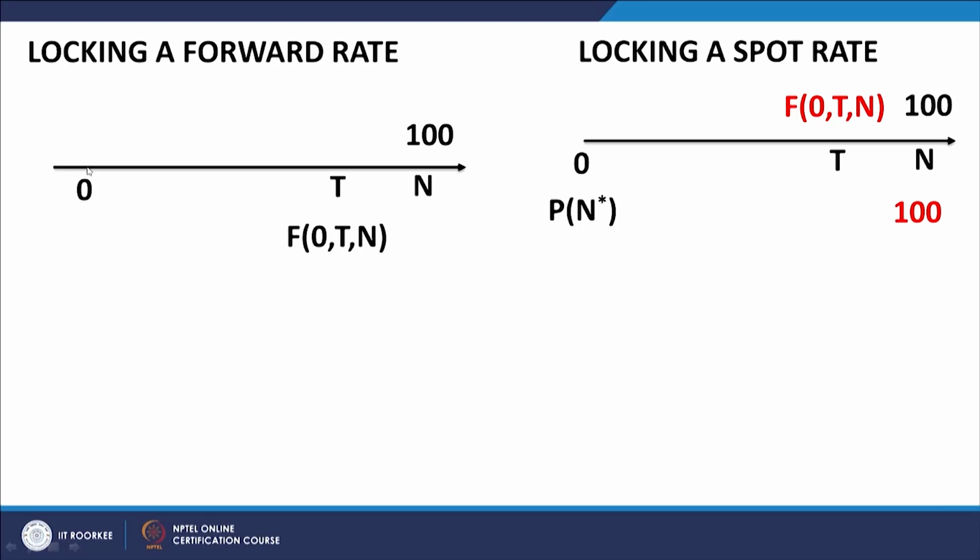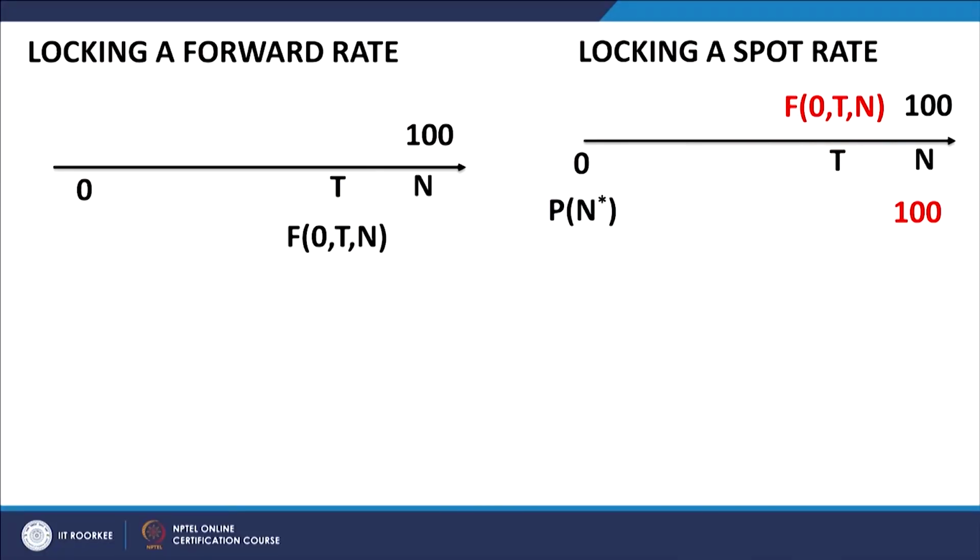When I take a position in a T-bill future, let us say I take a long position in a T-bill future at time t equal to 0. What does it mean? It means that I will receive a T-bill at this point capital T and I will pay a certain price f0 t n at this point. The important part is that the price f0 t n is determined at t equal to 0. Therefore, my cash outflow at t equal to capital T is determined at t equal to 0.